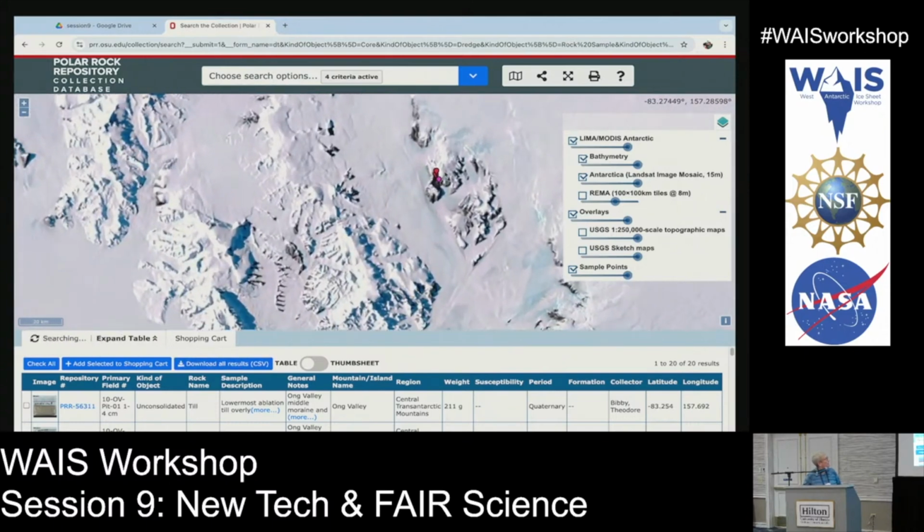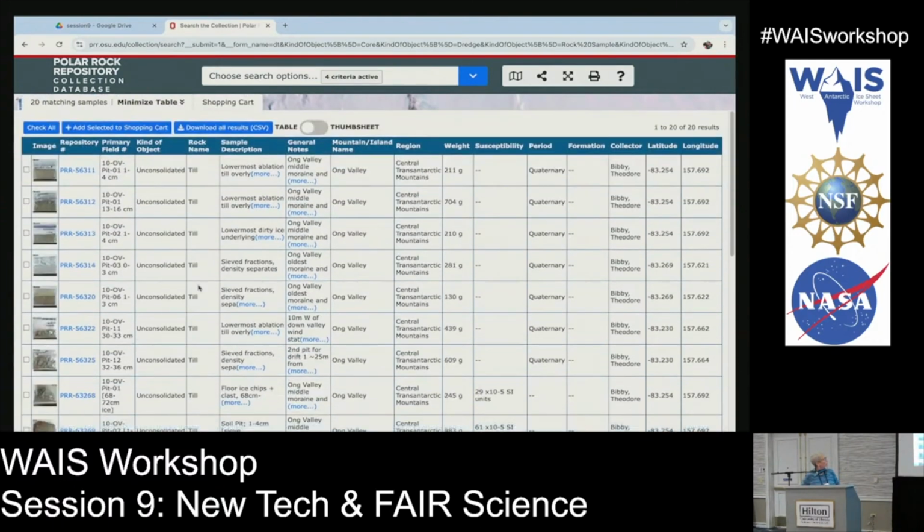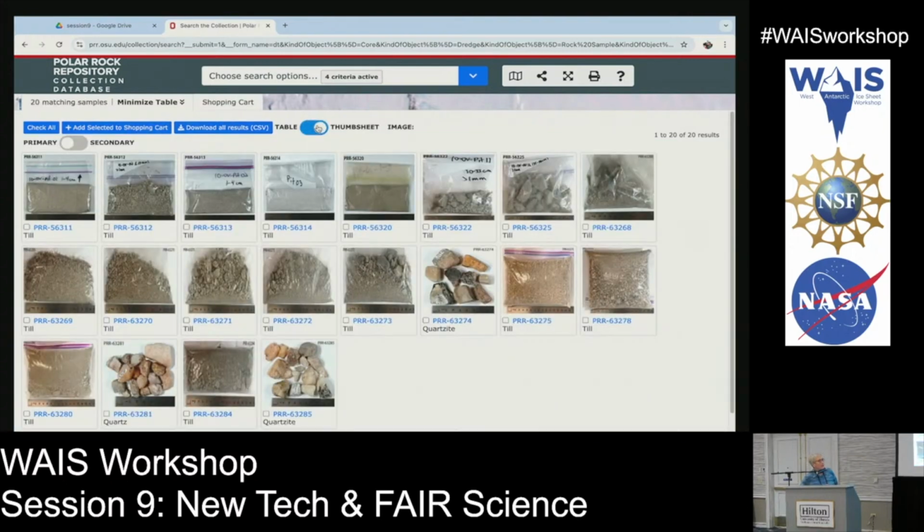That's in the Miller Range. That's in the Ong Valley. So we can expand the table here. You can just get some of the basic information. You can download this as a CSV file. That'll contain more data than just these fields. You could look at this as a thumb sheet, so you can see what the samples look like and what we have left.